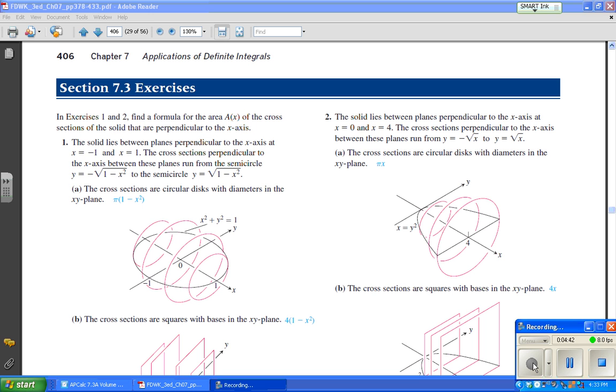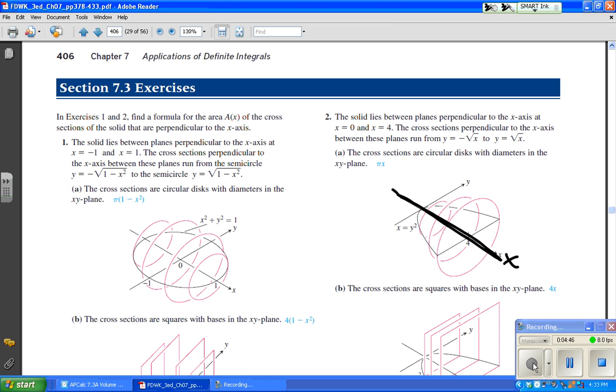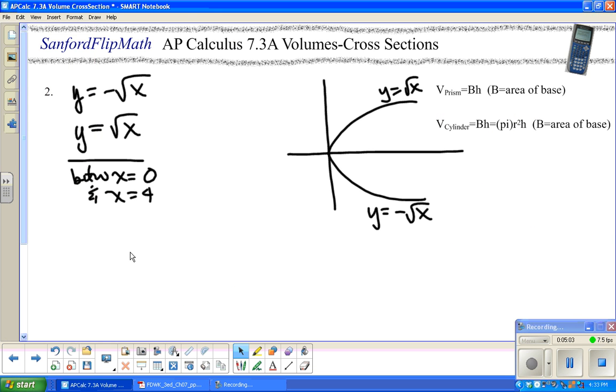I know that this looks kind of weird, seeing the x-axis go this way and the y-axis go this way. Notice here's y equals square root of x, and here is y equals negative square root of x. It's kind of weird looking at it that way, so I've redrawn it like this.